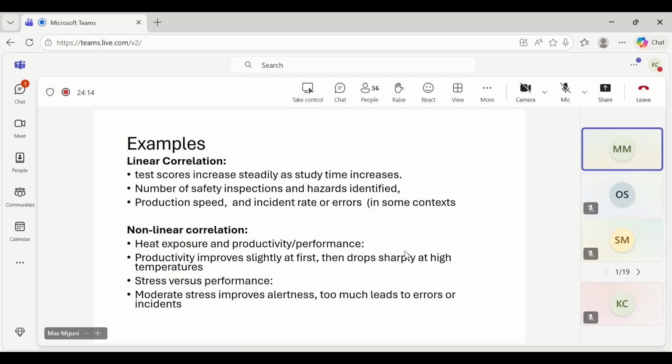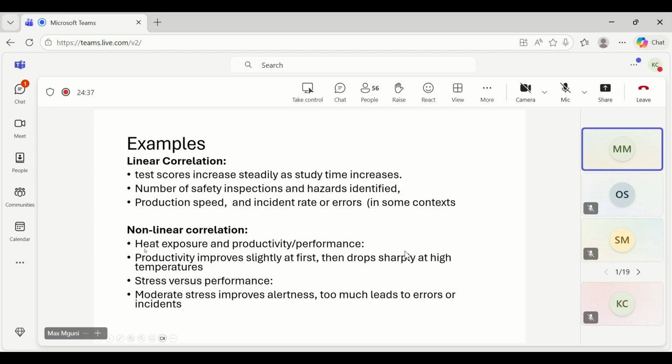The number of safety inspections and hazards identified. So the more you inspect the workplace, the more hazards you identify in the workplace. Production speed and accident rates. So the more you push production speed, the more you tell people to hurry up, the more accidents or errors you may experience in the workplace. Non-linear correlation, heat exposure and productivity, and so on.